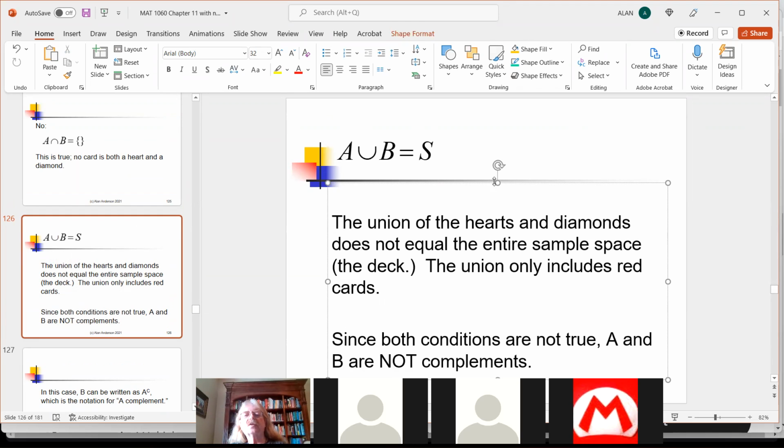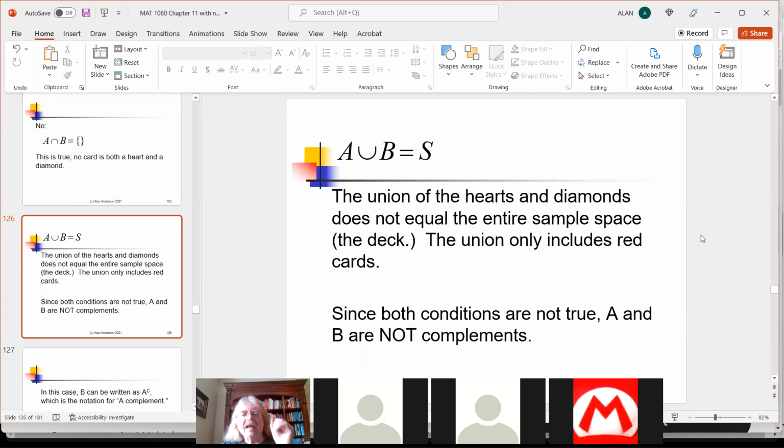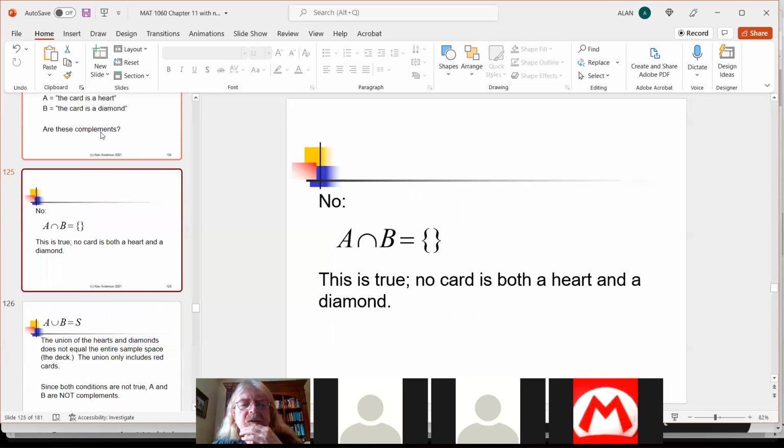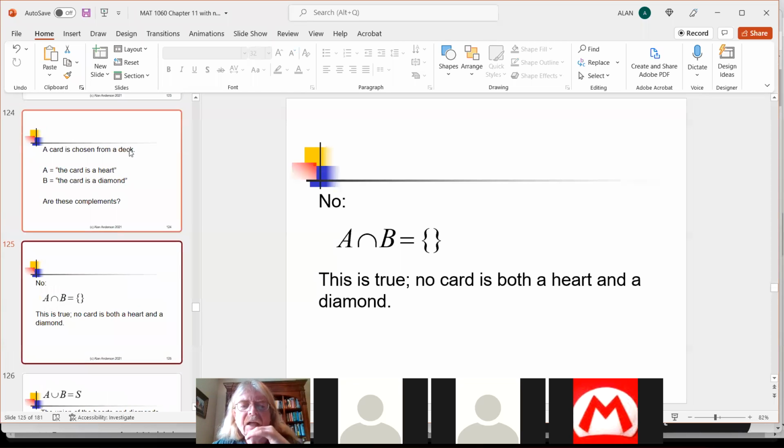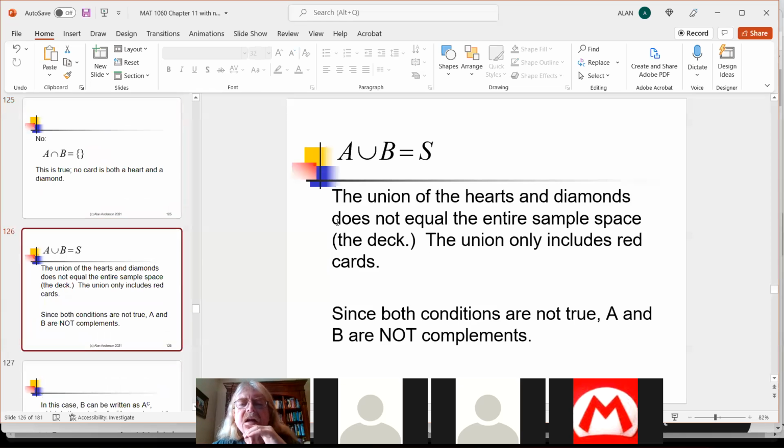Because one condition was true, but the other was not. And so in other words, it has to be both of them. It's not enough for one of these to be true. It has to be both. So in this case, A and B are not complements. And that just means that we can't apply the complement rule to them. That's all.